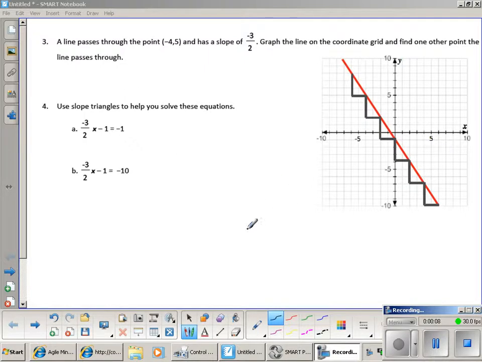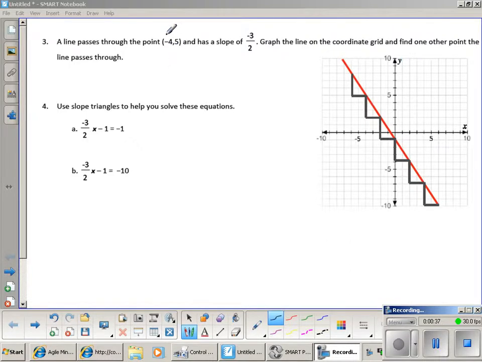This is lesson 14.2. I'm going to start with number 3, the first one that you were assigned to do. So let's read through the problem. A line passes through the point (-4, 5) and has a slope of -3/2. Graph the line on the coordinate grid and find one other point the line passes through. Well, first of all, they've already graphed it for us, so half the work is done.